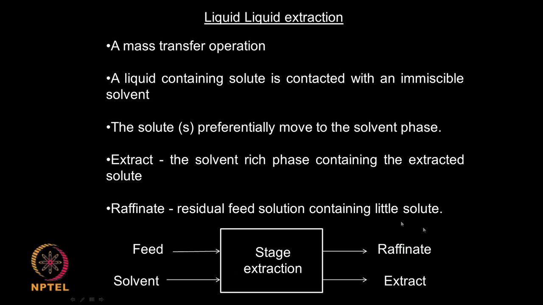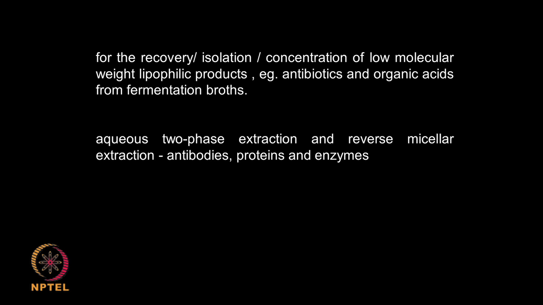So, you can have a second stage, third stage, fourth stage, and so on, so that you could extract as much of the solute as is possible using the solvent. As I said, the solvent could be fresh or it could be used solvent, that means it may contain some solute in it. So, this is called an equilibrium operation, and this is called a mass transfer operation. So, we need to remember that.